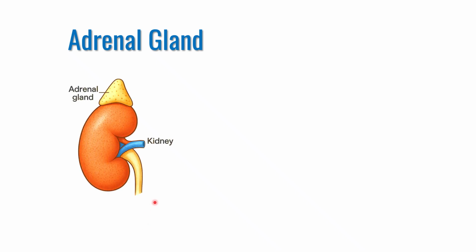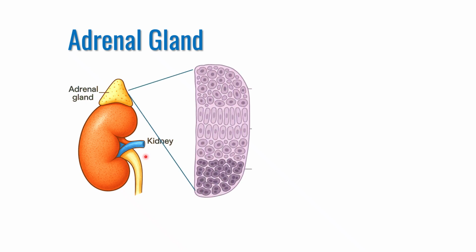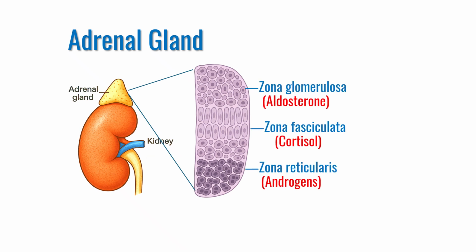Before we discuss how the HPA axis is regulated, let us first locate the adrenal gland and understand its regions where steroid hormones are made. The adrenal gland is a small triangular organ that sits on top of each kidney. Its outer part is called the adrenal cortex, which has three layers: zona glomerulosa, which makes aldosterone; zona fasciculata, which makes cortisol; and zona reticularis, which makes androgens or sex hormones.